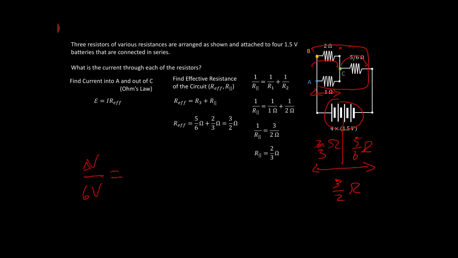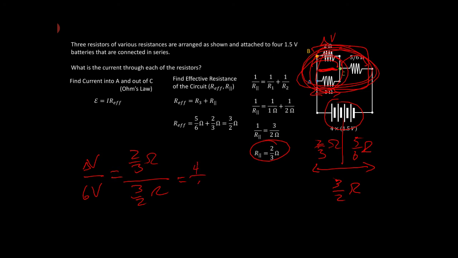And that's equal to, I want to find this delta V from here to here, so that's equal to this effective resistance in parallel, 2/3 of an ohm, over this effective resistance of the entire thing, which is 3/2. So that ends up giving us 4/9 of an ohm. 4/9 of nothing, actually, because the ohms cancel. And then delta V is just 6 times this, which is, taking out the 3, 8/3 of a volt. Okay, so that's what we're looking to use.